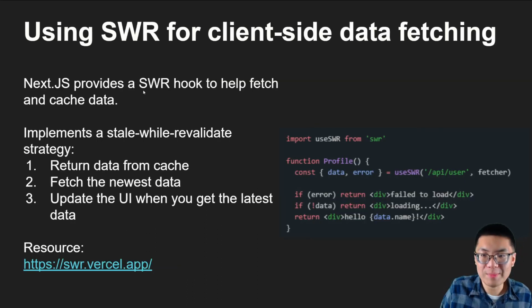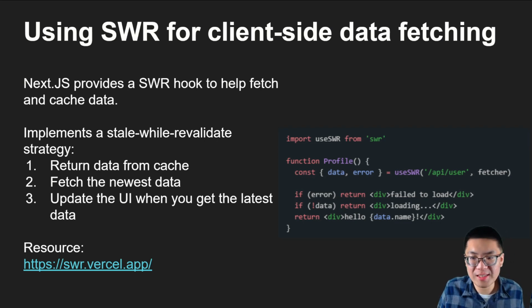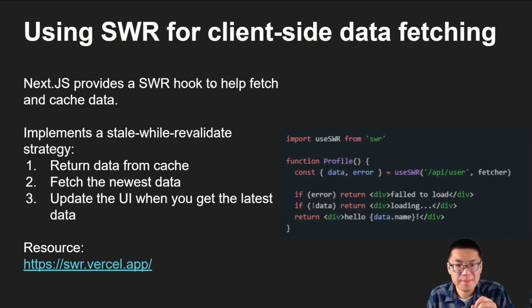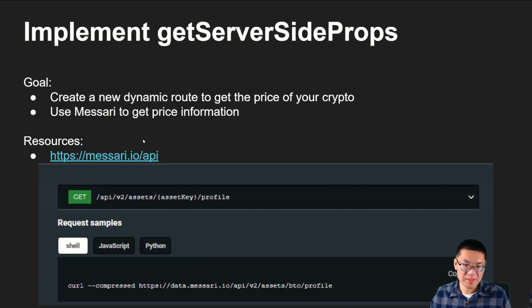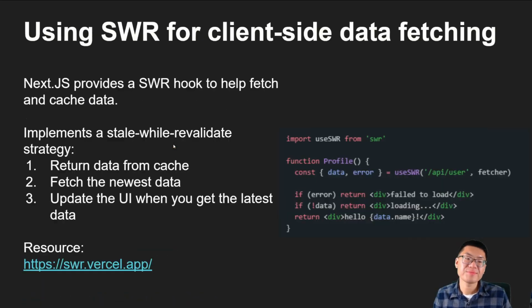So let's go through an example of how we use that. Next.js has a separate library that we install called SWR, which stands for stale-while-revalidate. And what it does is it allows us to make the HTTP request and cache the data. So it implements a stale-while-revalidate strategy similar to what we discussed with SSR.